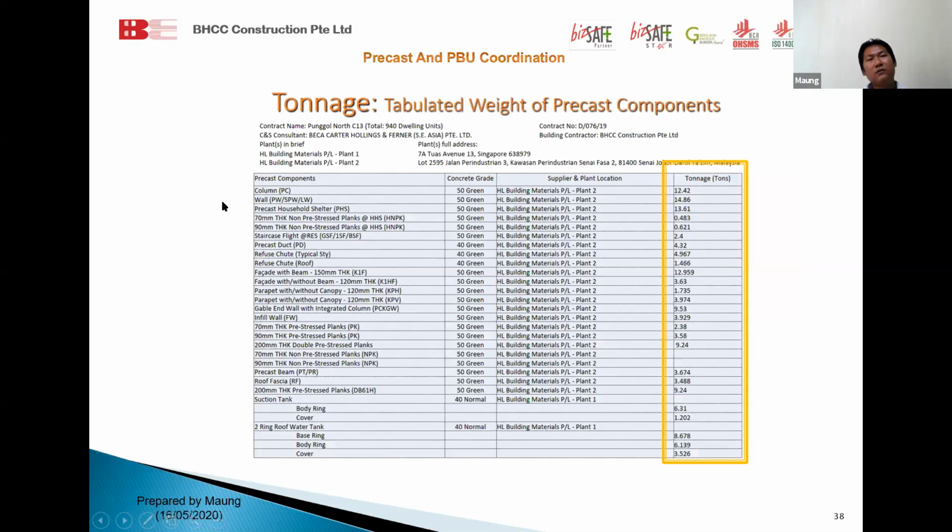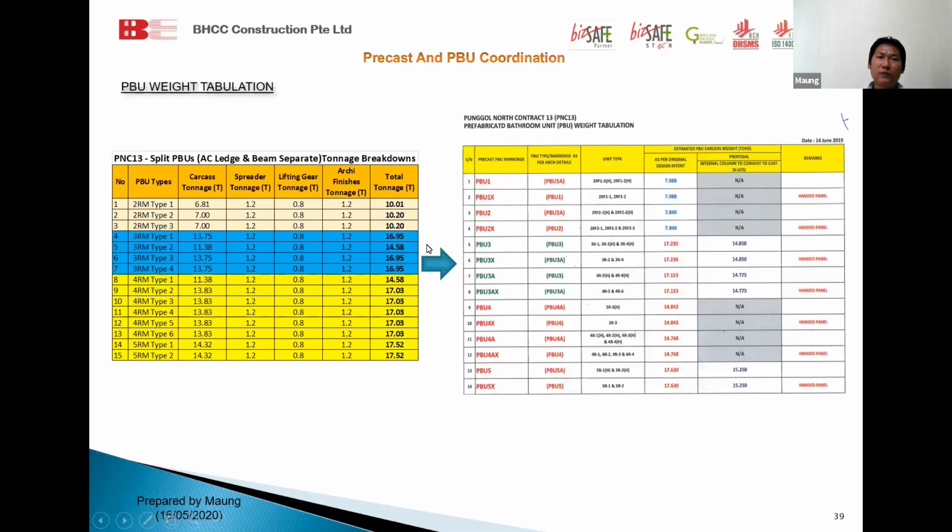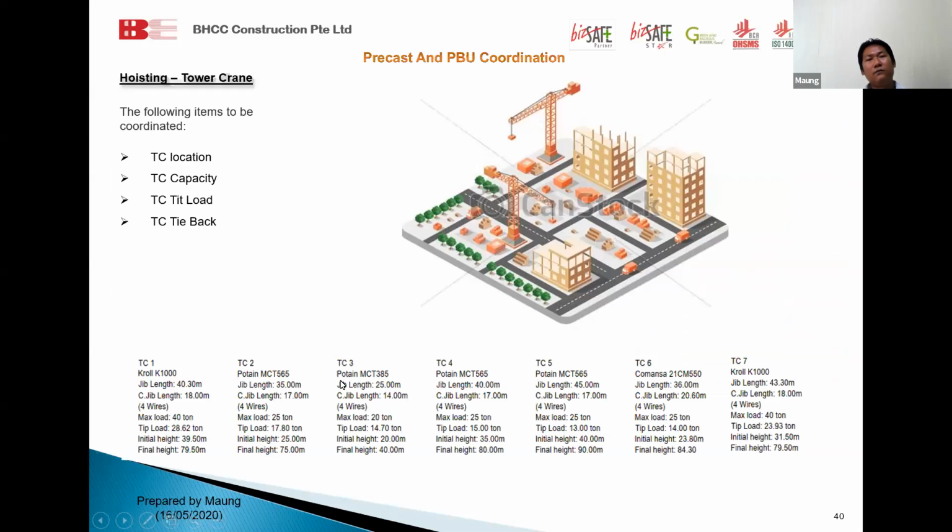Okay, based on our panel details, we will get the panel tonnage. So we know which are the heaviest items to prepare for the tower crane capacity. Same thing, the PBU also. We need to see what are the PBU weight plus the finishes weight. So based from there, we need to choose the tower crane capacity. Make sure this tower crane can lift our precast and PBU components.